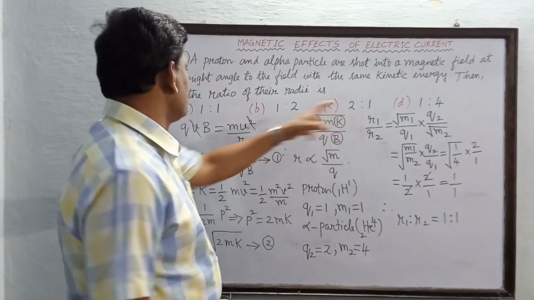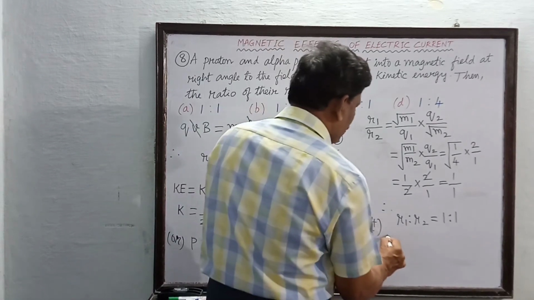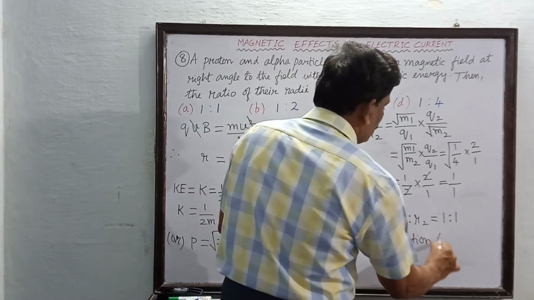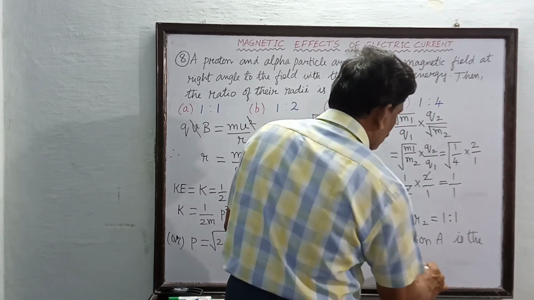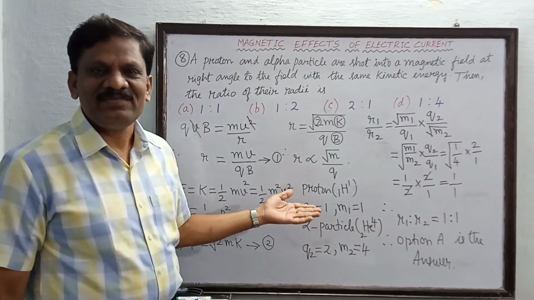So which of the options is correct? You see here option A is the correct answer. Therefore, option A is the correct answer. Have you all understood? Okay, fine.